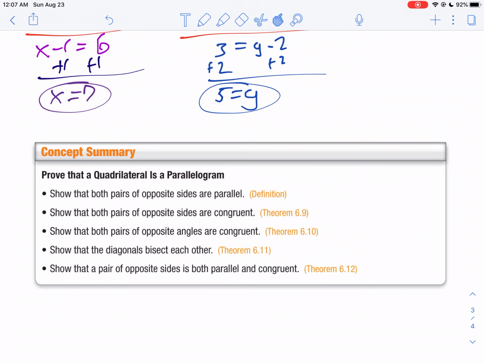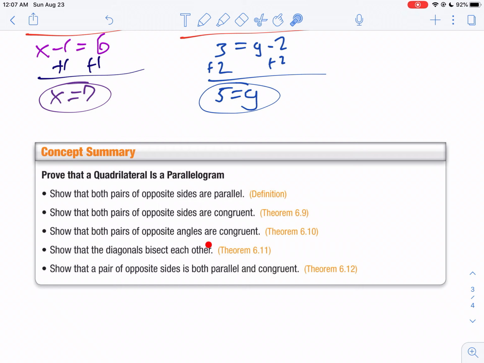As a summary, what we talked about is: if you want to see if it's a parallelogram, show me both pairs of opposite sides are parallel. Show me both pairs of opposite sides are congruent. You could show one pair of opposite angles are congruent. Both pairs of opposite angles are congruent, I'm sorry.